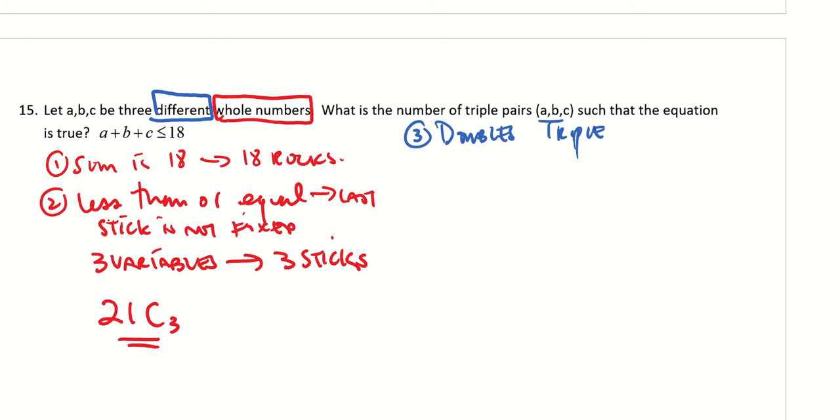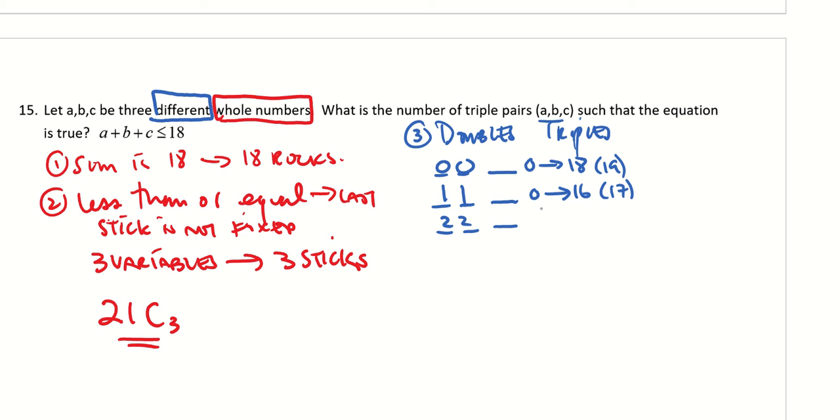Okay, so let's say you have like 0, 0 for the two numbers. Like let's take a 0 and 0. Your third number could be anything from 0 to 18. Okay, that means you have 19 choices. Okay, you could have 1, 1. That means this third number could be 0 to 16. That means you have 17 choices. Okay, you can have 2 and 2. Okay, and then this third number could be 0 to 14. That means you have 15 choices. So let me write this all down.